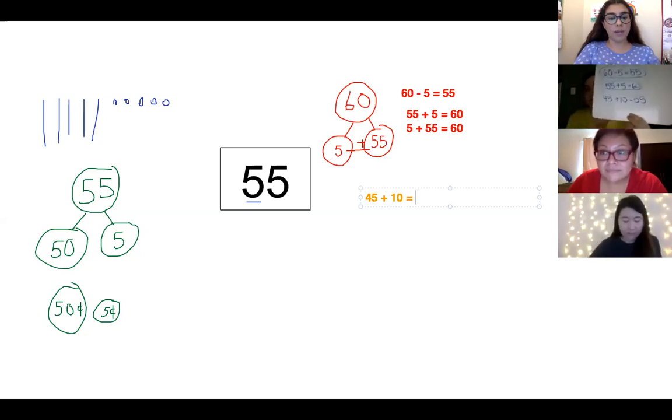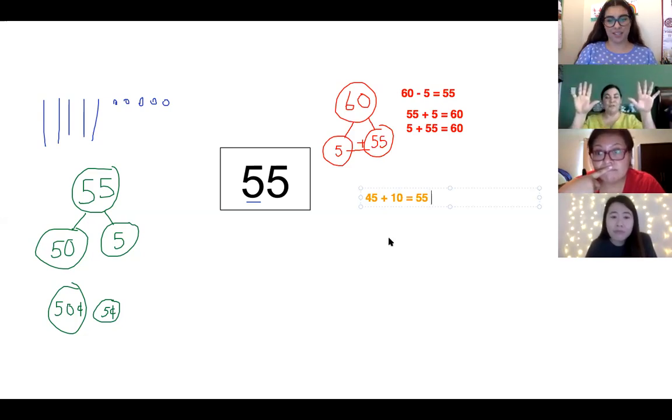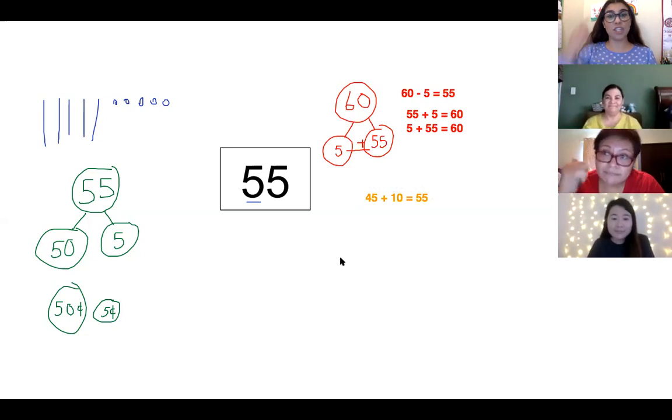Perfect. And how can we make sure that this is a true number sentence? Count on my fingers. So 45, 46, 47, 48, 49, 50, 51, 52, 53, 54, 55. Perfect. And then just connecting it to Miss T's place value representation, we can also use our 10s and 1s to represent that as well. And that just came to my mind.